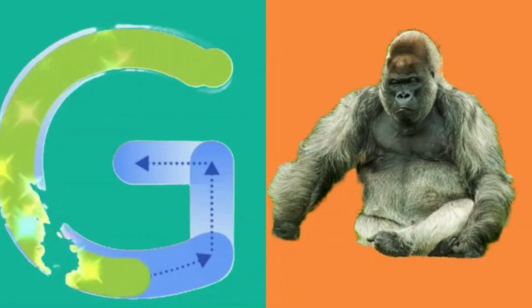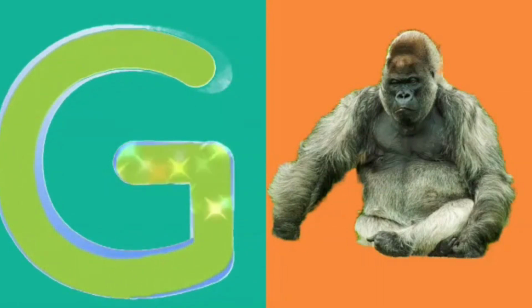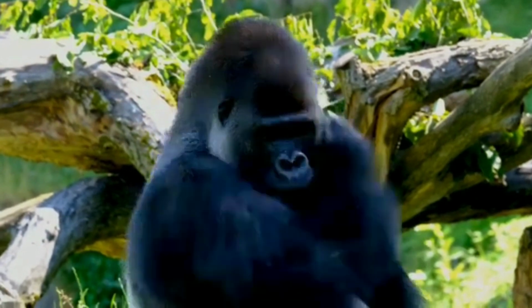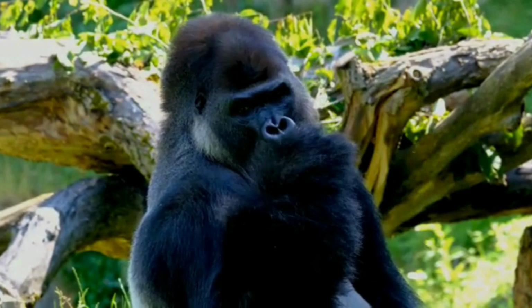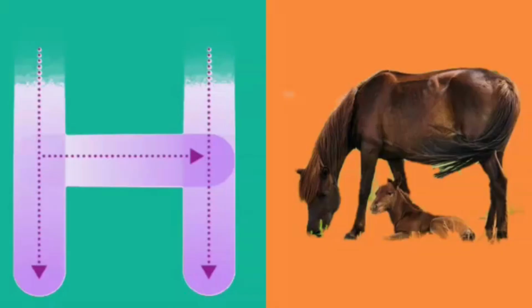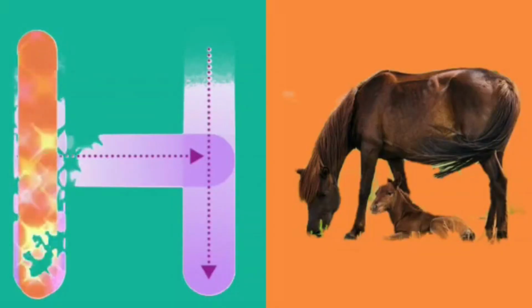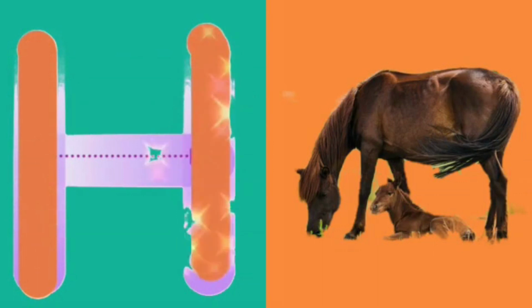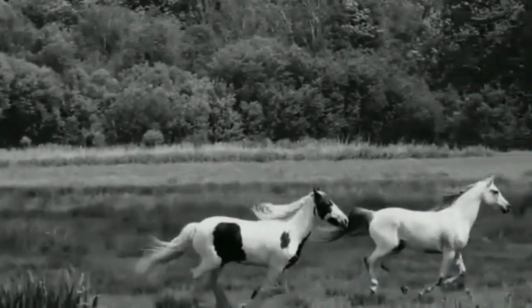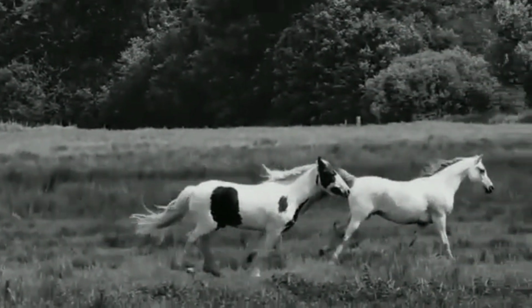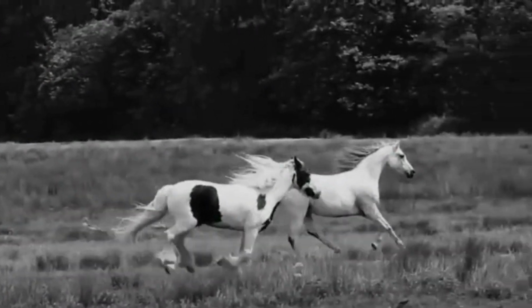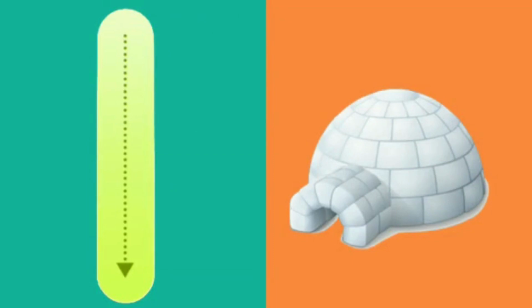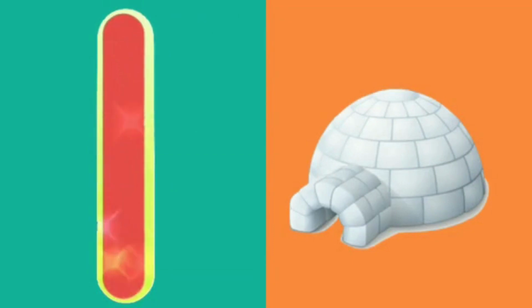G. G is for gorilla. Gorilla. H. H is for horse. Horse. I. I is for igloo.